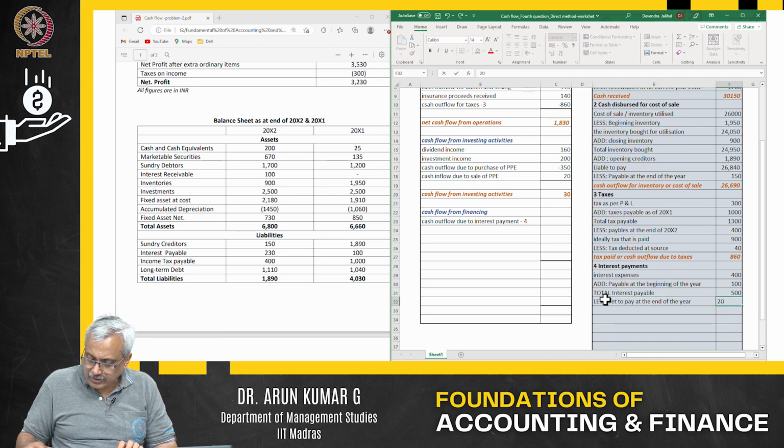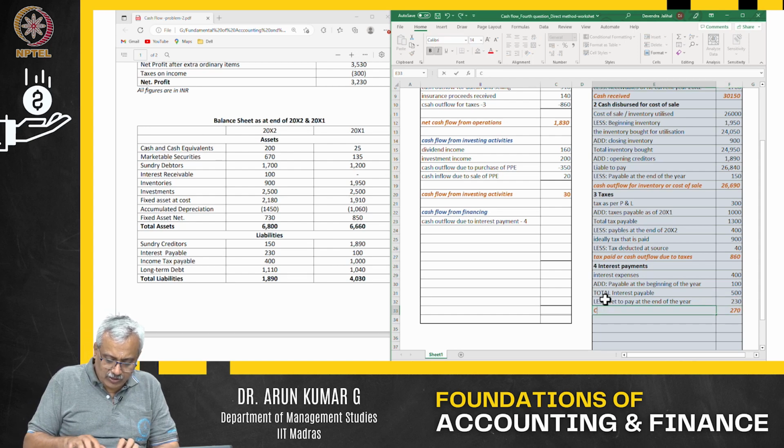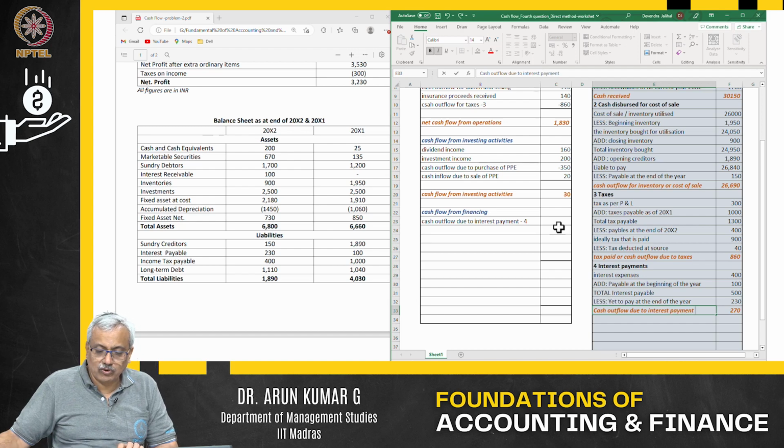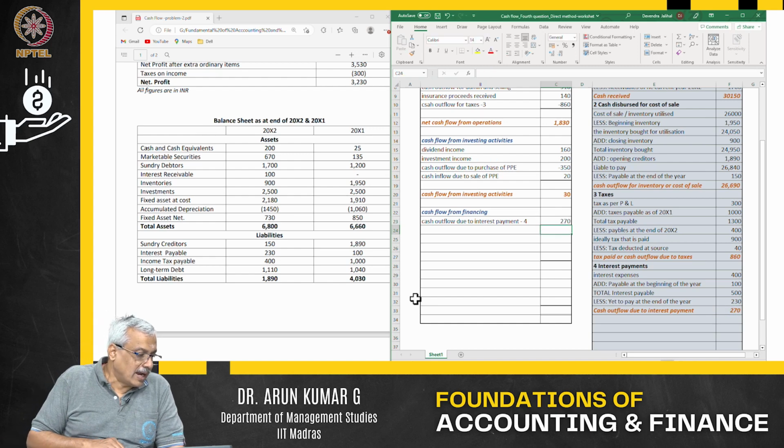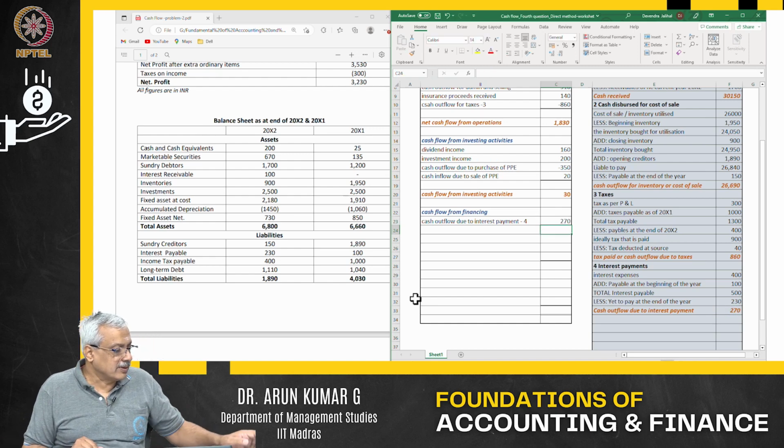So what is the amount that I have basically paid? The total amount that I have paid, that is the cash outflow due to interest payment. The actual cash outflow due to interest payment in this particular case is 270, and that is what I will take from here.